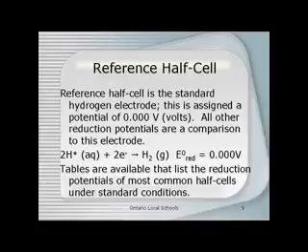The E0, that superscript 0 there, means it's under standard conditions. The RED means it's a reduction reaction. In a reduction reaction, the electrons are added to the species and it reduces the amount of positive charge, and you can see that's what happened here. There are tables available that list the reduction potentials of most common half cells under standard conditions.